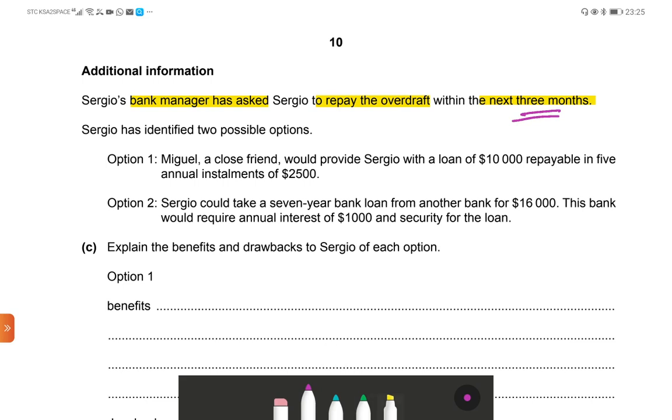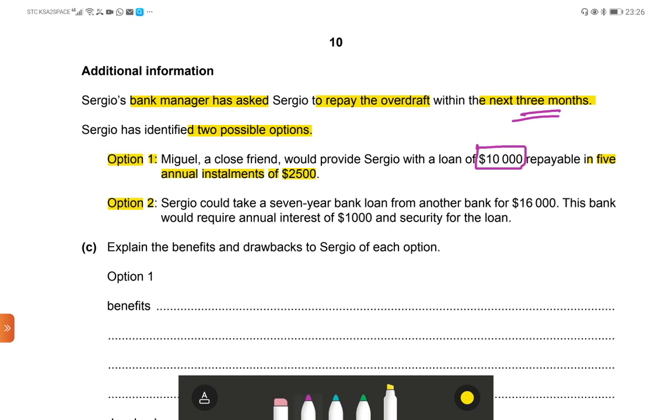Sergio has identified two possible options. Option 1, Miguel, a close friend, would provide Sergio with a loan of $10,000 repayable in 5 annual installments of 2,500. Miguel, a close friend of Sergio, is ready to give a 10,000 loan. Only they have to pay within 5 equal installments, 2,500 each.